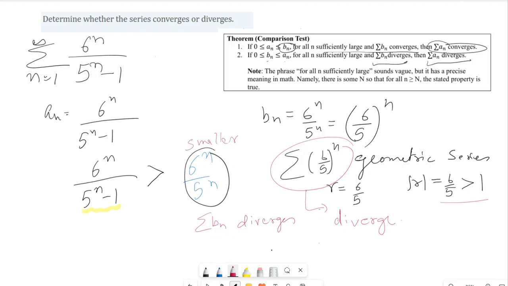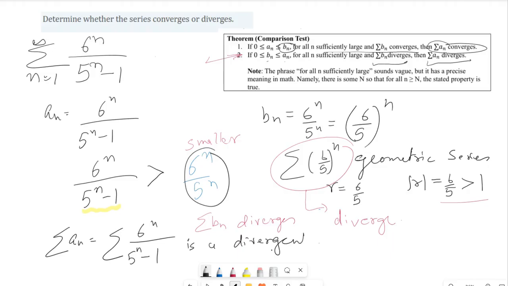Why? We know that An is larger than that. So using the second part of the comparison test, we can say that sigma An, which is actually sigma 6^n by 5^n minus 1, is a divergent series. We compared it with a geometric series. That concludes our final answer.